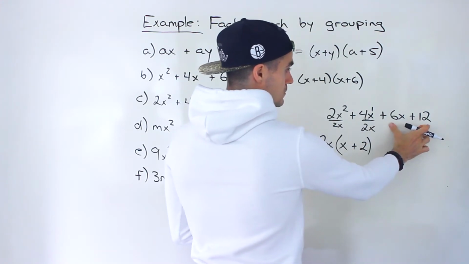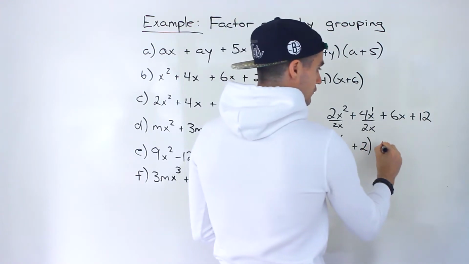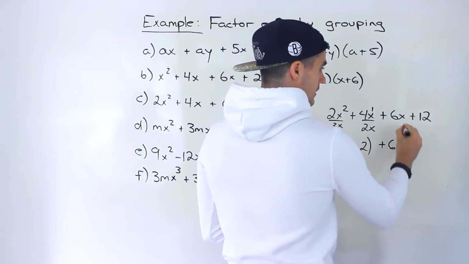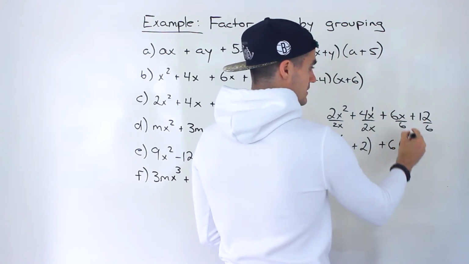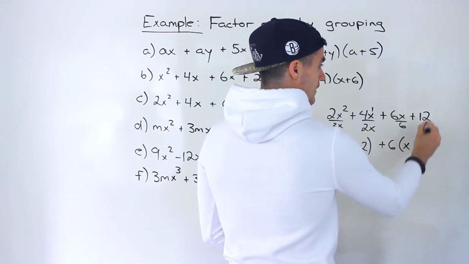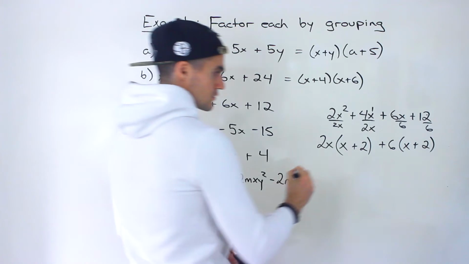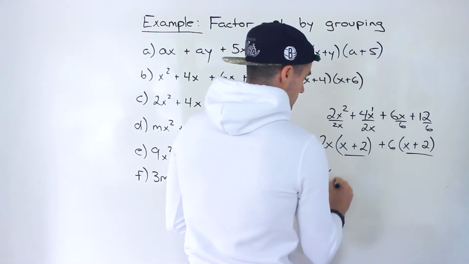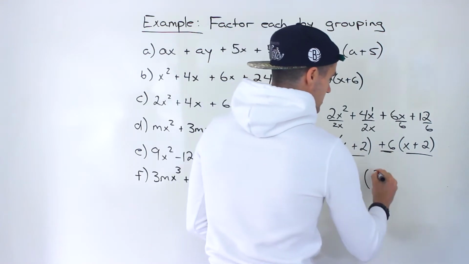Then from these two, we got a 6x plus 12. An x variable we can't take out, but we could definitely take out a 6. And if we take out a 6, what would we be left with? The 6's cancel out. We're just left with an x. And then 12 divided by 6 gives us 2. And so from here, we could take out an x plus 2. And we'd be left with 2x plus 6.